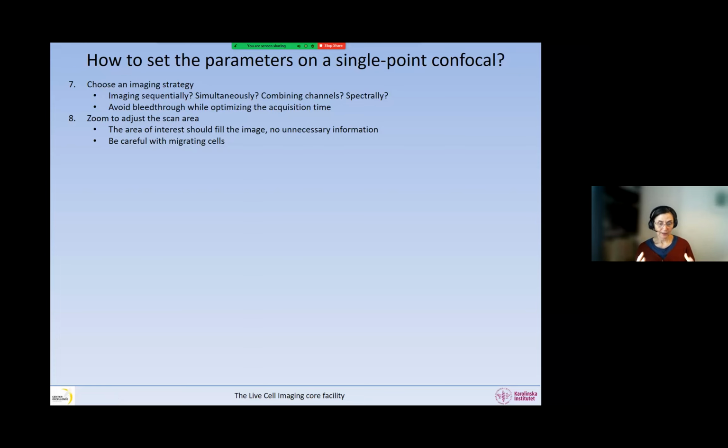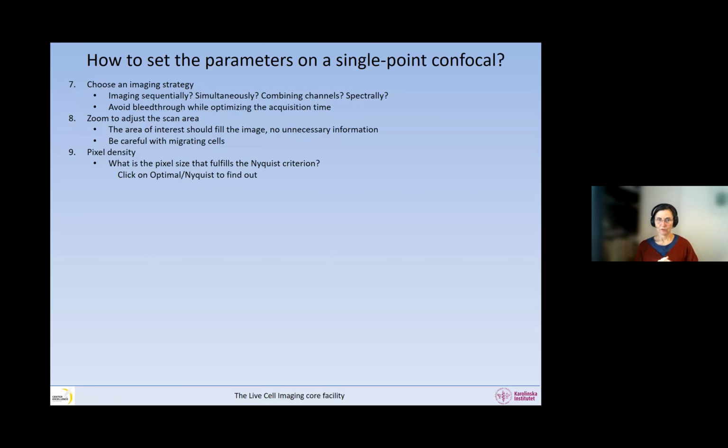And then on top of that, when you zoom into the image to see the stuff in the center that is interesting, you're going to maybe misjudge the pixel size. So you have to be careful with your objects if they are moving. Obviously, if you have migrating cells and this is what you want to image, you maybe need to get a little bit bigger field of view so that you allow them to move.